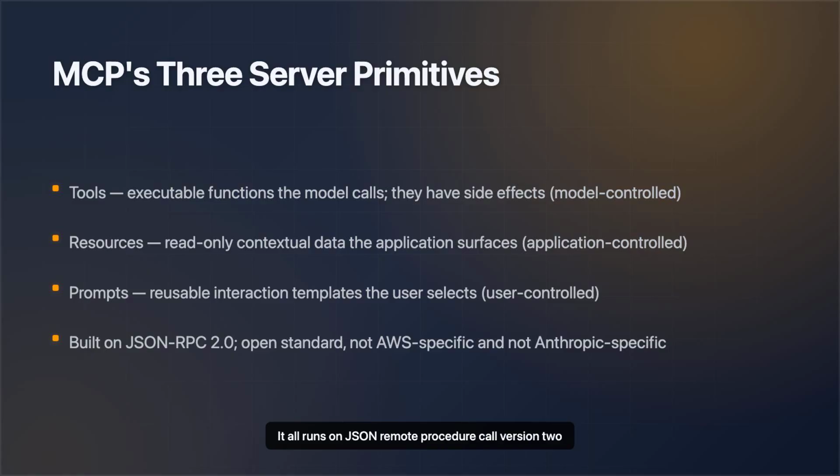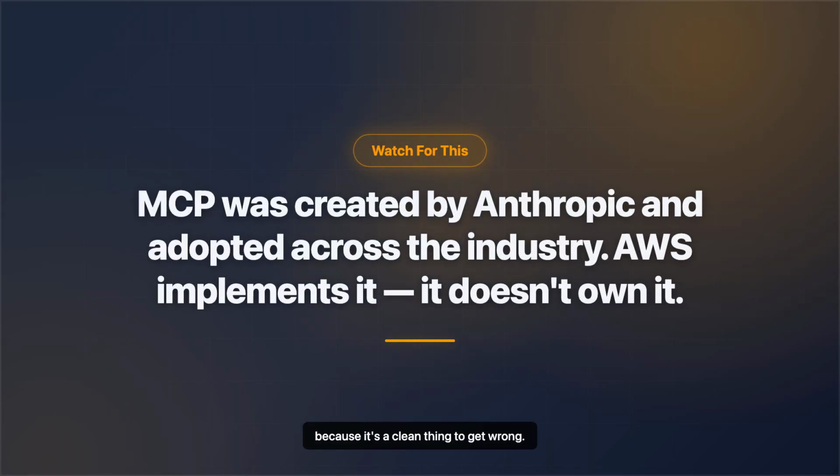It all runs on JSON Remote Procedure Call version 2.0. And it's an open standard, not Amazon Web Services specific, not Anthropic specific. Let me underline this because it's a clean thing to get wrong. MCP was created by Anthropic, but it's been adopted right across the industry. OpenAI, Google DeepMind, and nearly every major AI tooling vendor.